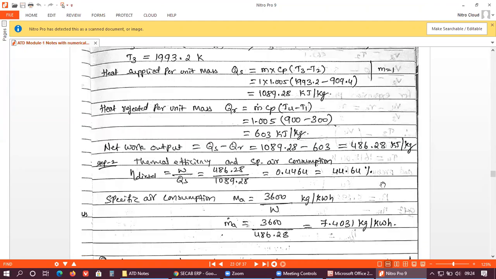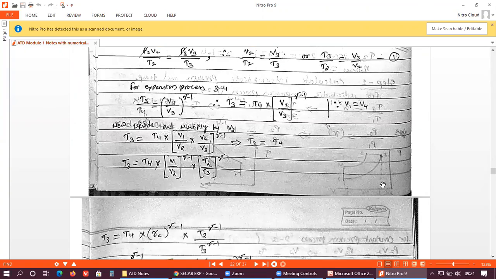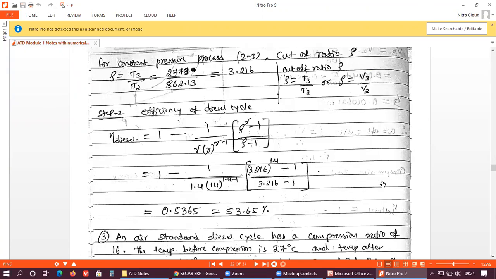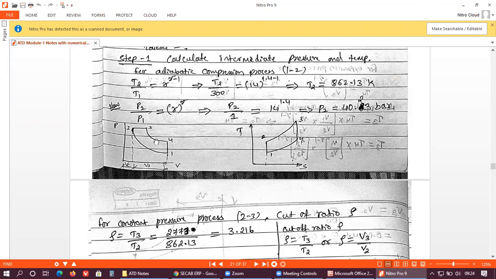Let me check, go with the previous problem. There I have plotted this PV diagram. Okay, this is the PV diagram. Point 1 to 2 is the compression process. This is the heat addition process from 2 to 3. Then from 3 to 4 it is the expansion process, and 4 to 1 is the heat rejection process.